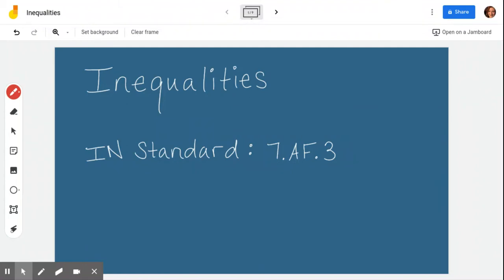Hi, everybody. Today we're going to talk about inequalities. By now, you should have already learned how to simplify expressions and also how to solve both one-step and two-step equations. If you're not comfortable yet with any of those, I would really encourage you to go back and watch or rewatch those videos because you're going to need those concepts as we move forward with inequalities.